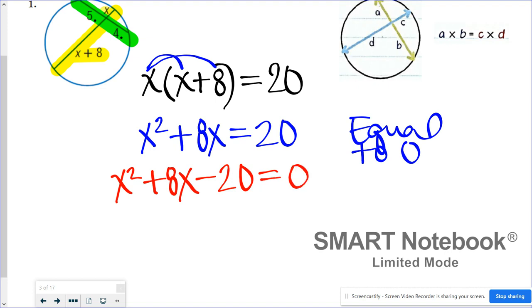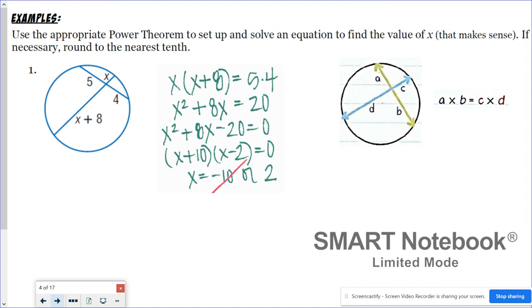And then it's time to factor. And this is one of those easy to factor problems because all I have to do is think what multiplies to be negative 20 and that adds to be 8. So I believe I've already done this work. See? So I got that 10 times negative 2 are those factors. I wrote out my factored form. So I have the quantity x plus 10 times the quantity x minus 2.